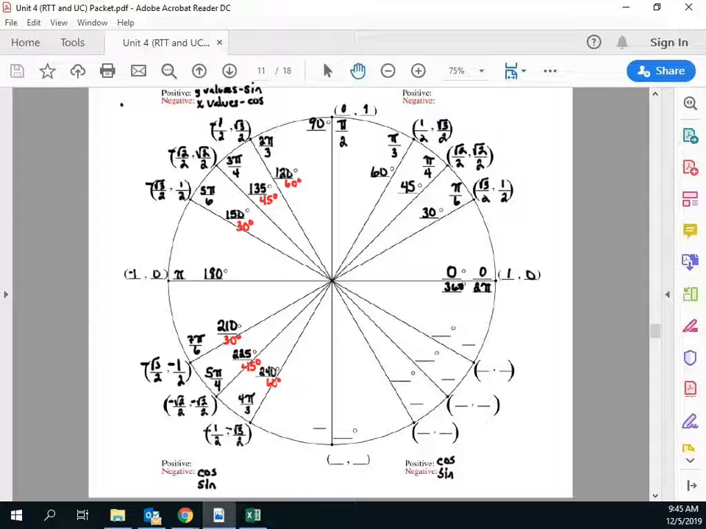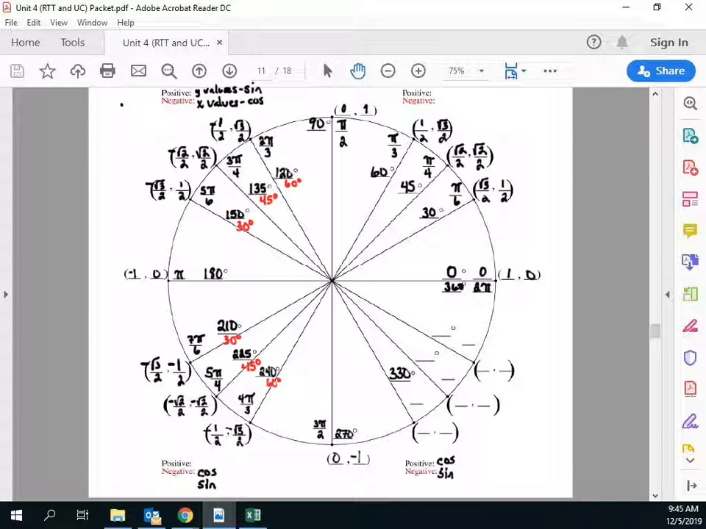Almost done, guys. Almost done. All right, so we got down below, which is 270 degrees, which is 3 pi over 2: 0, negative 1. 3 more left, guys.